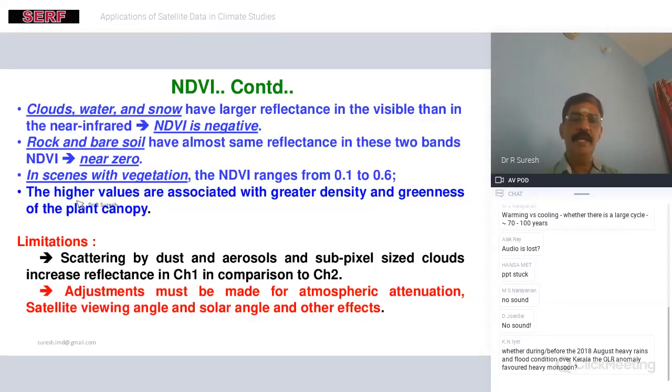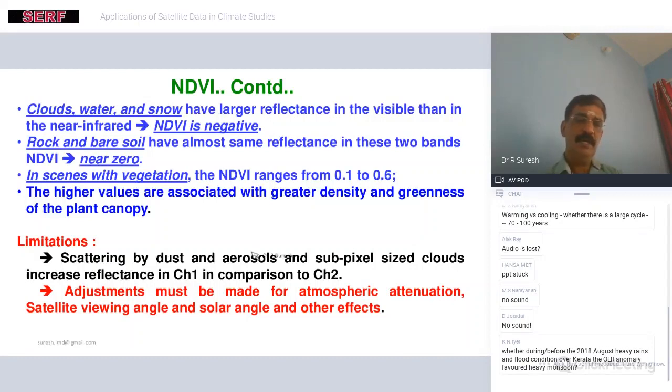Positive value of NDVI is growth of vegetation. Negative value is either cloud or water or snow, etc. And barren land is very close to 0. But it has its own limitation, as any other product will have its own limitation. We have to address this.